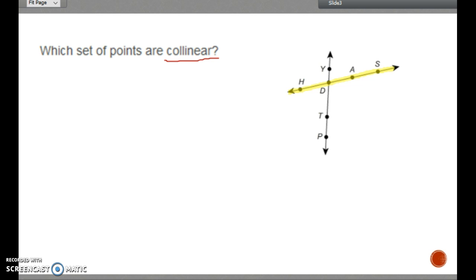And then if we highlight our other line, we can see that points Y, D, T, and P, those are all collinear. Notice I said D twice. It is part of both lines. That's the intersection point. But when you go through this quiz question, just make sure that you check each one really carefully. If it asks if Y is collinear to A, you would say no, because those are on different lines. All the points have to come from the same line in order for them to be collinear.